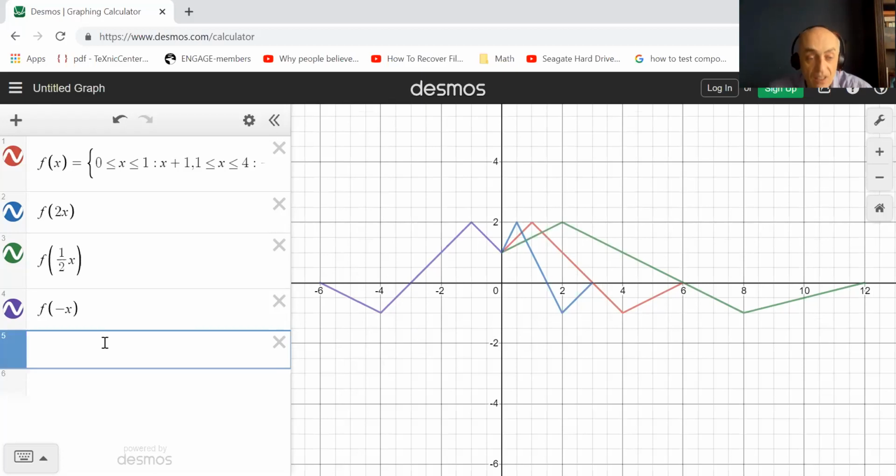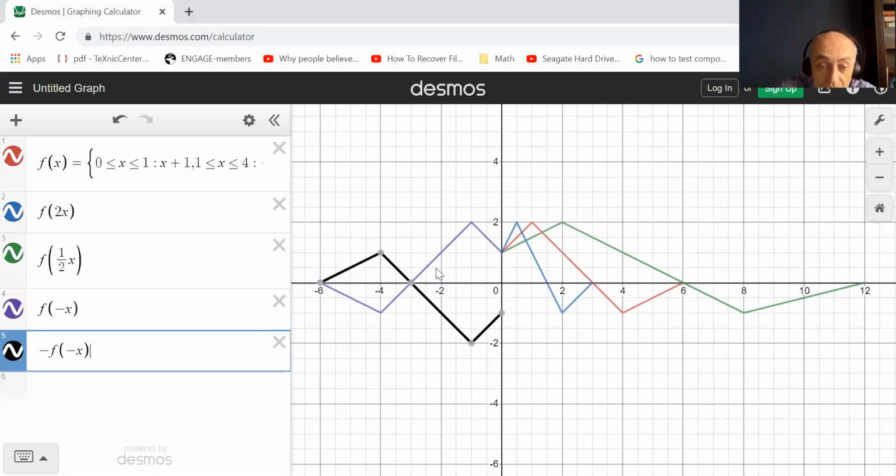And finally, negative f of negative x, the one I was looking at, will flip over around the x-axis. It will flip over the graph of f of negative x, the purple one that we have here. So negative f of negative x, there we go. That's the one above, flipped. All right, so this is how we do this problem.